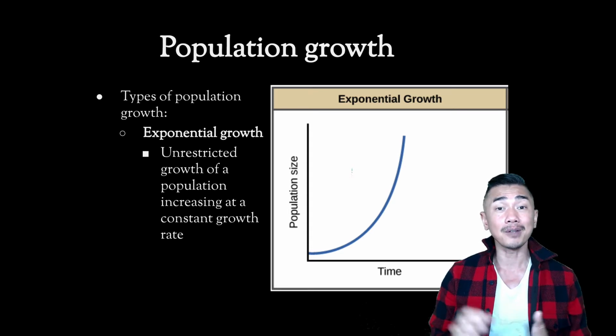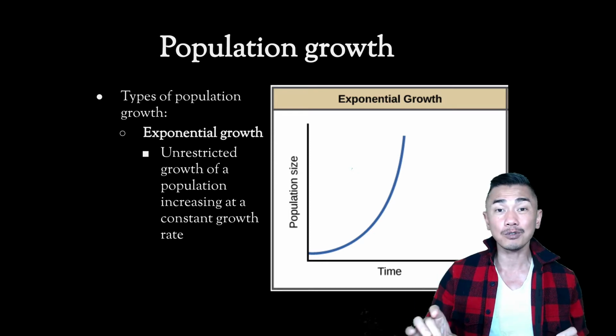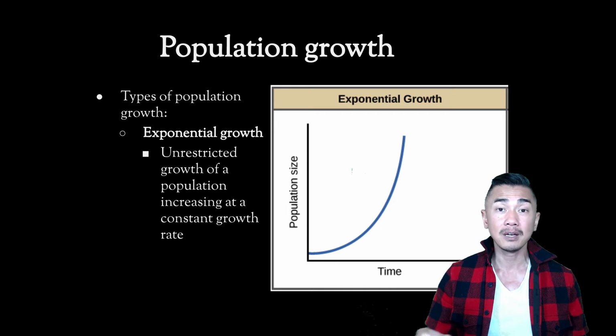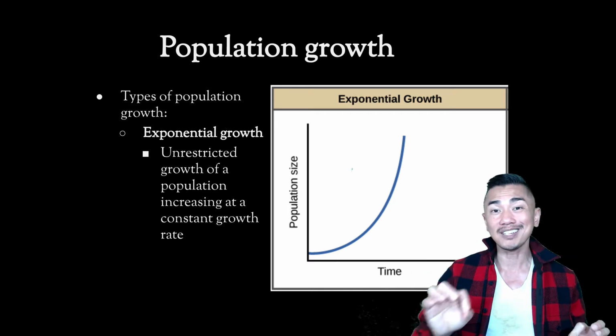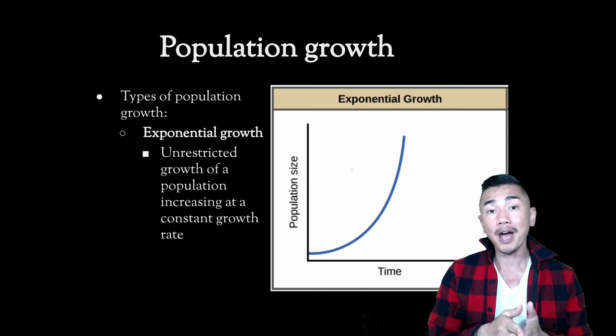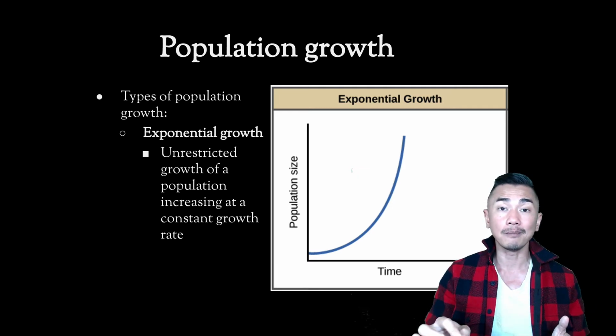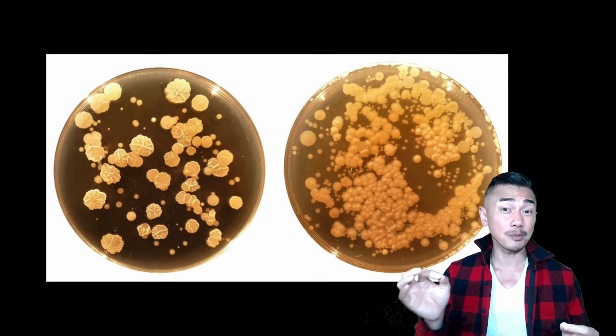The first is called exponential growth. In exponential growth, there is unrestricted growth of a population increasing at a constant growth rate. You commonly see exponential growth in populations where things like food, space, and mates are abundant. When you graph population size versus time, populations experiencing exponential growth create a J-shaped curve, like the one you see in this graph. A population's growth rate is expressed as a percentage.